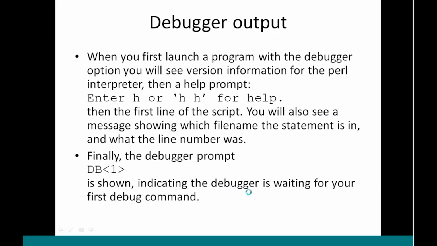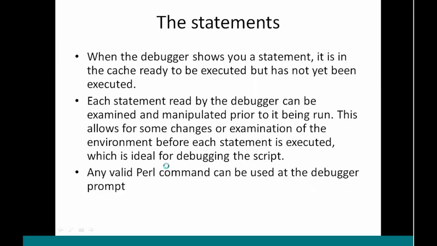When you launch a program with the debugger option, you will see the version information for the Perl interpreter, and then a help prompt: enter h or |h for help. Then you see the first line of the script, with a message showing which file name the statement is in and what the line number is. Finally, the debugger prompt DB will come up. At this point, it is waiting for your first debug command.